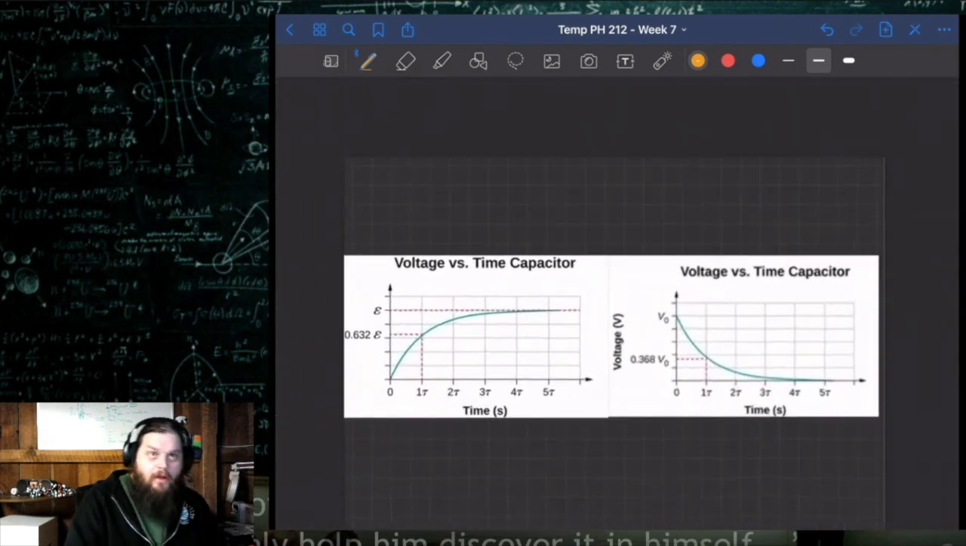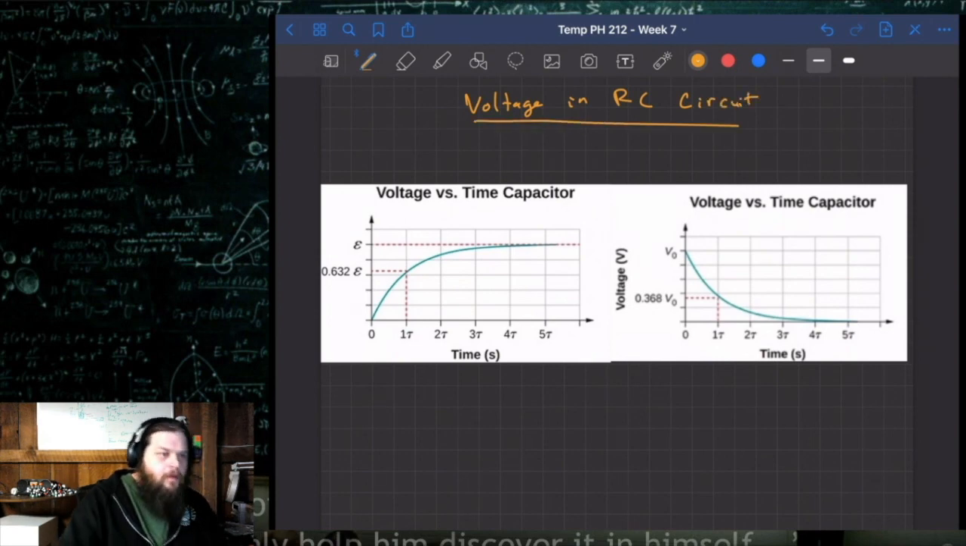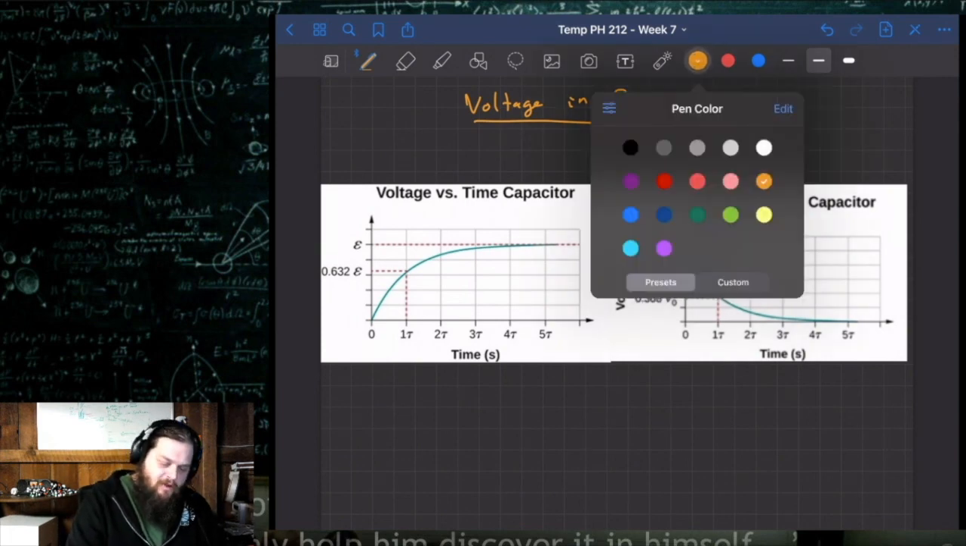Last thing we want to talk about here is the voltage. So the voltage in an RC circuit, again, it works the same. There's an I in there somewhere. It works the same basic way where we have a charging and a discharging.